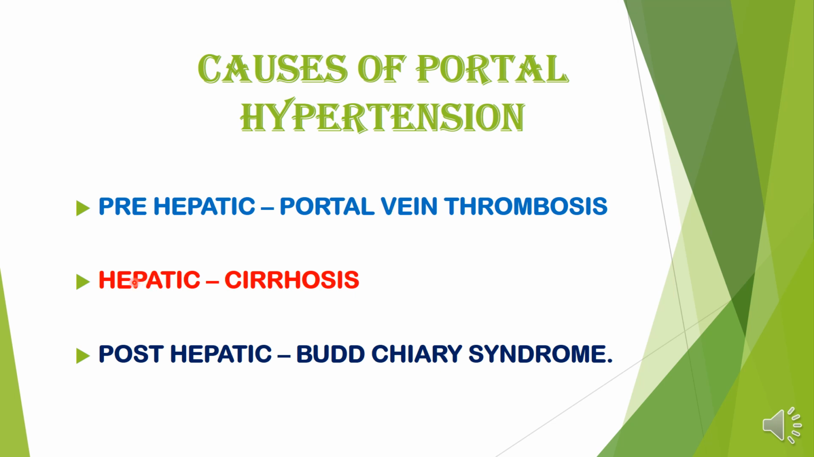The second cause is hepatic cause due to cirrhosis of liver. When the hepatic normal sinusoids are replaced by the regenerating nodules, these nodules compress the portal channels and cause increased pressure in the portal vein, causing portal hypertension. And then the third cause is Budd-Chiari syndrome. Whenever there is thrombosis in the IVC or the hepatic veins, that will also cause obstruction of the blood flow into the hepatic veins, and eventually back pressure changes will be in the portal vein, causing portal hypertension.